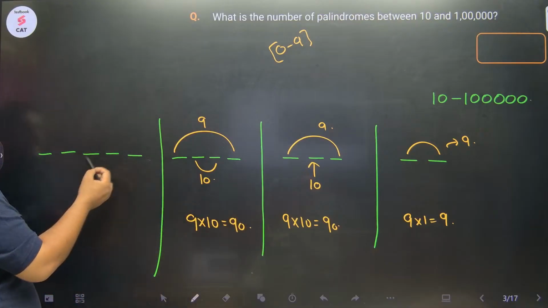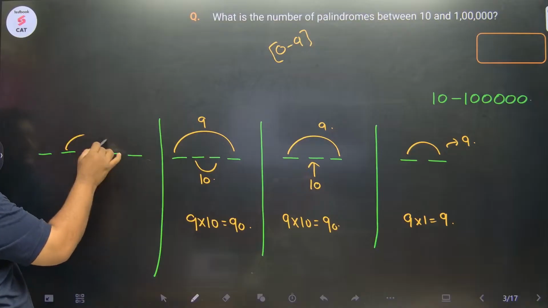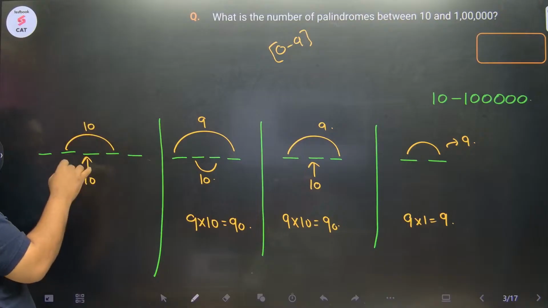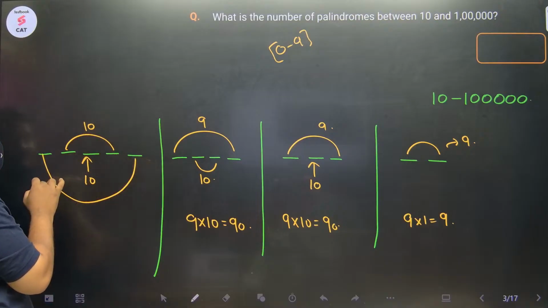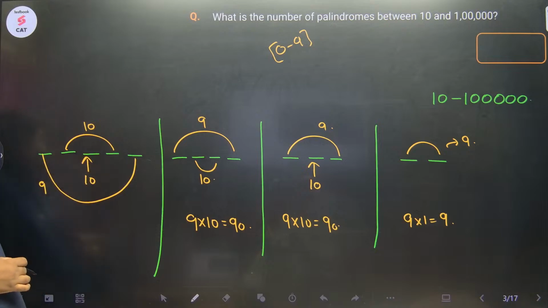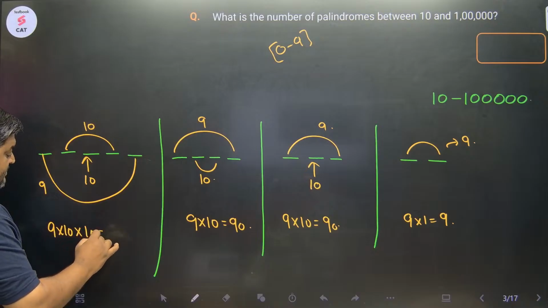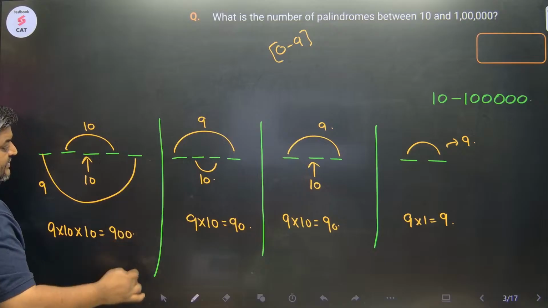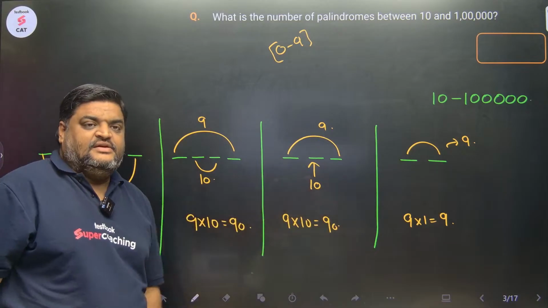Let's talk about 5-digit palindromes. This has got 10 options, this has got 10 options, anything between 0 to 9 we can put. This has got 9 options, I cannot put 0. So the number of options is 9 into 10 into 10. This is 900. The final answer would be 900 plus 90 plus 90 plus 9.